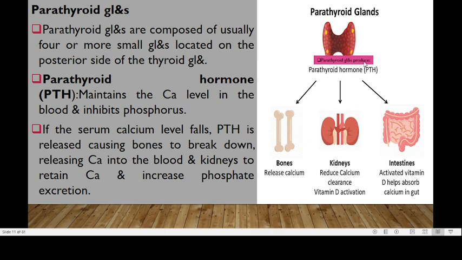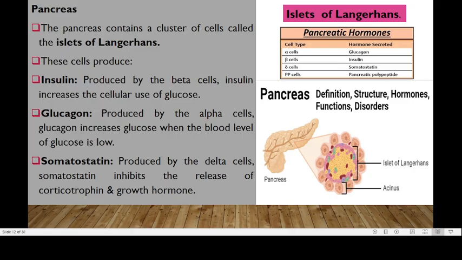So if the serum calcium level falls, PTH is now released by the bones, right? Released by the bones to break down, releasing calcium in blood. Equally, kidneys will be able to retain calcium in blood, and also there will be the intestines. The intestines will also have activated vitamin D, helping absorbing calcium in the GIT. So the parathyroid will have effects on the bones, effect on the kidneys, effect on intestines, all geared towards increasing the serum calcium level.